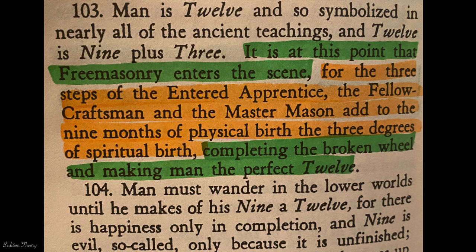It is at this point that Freemasonry enters the scene. For the 3 steps of the entered apprentice, the fellow craftsman, and the master mason add to the 9 months of physical birth, 3 degrees of spiritual birth, completing the broken wheel and making man the perfect 12.